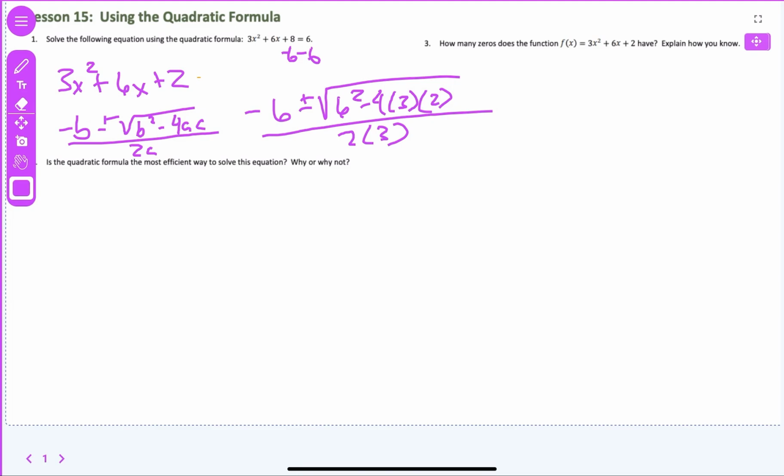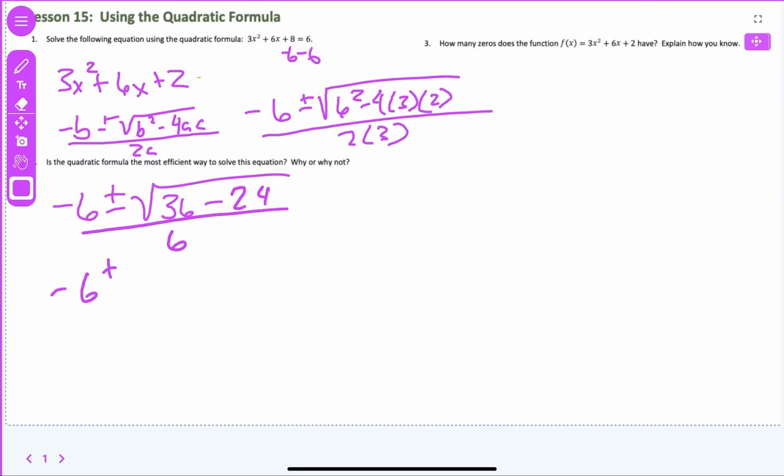Now, let's just come down here filling it out. Minus 6 plus minus square root of 36 minus, what's 4 times 3? Times 2? 24 over 6. So we have negative 6 plus or minus square root of 12 over 6.